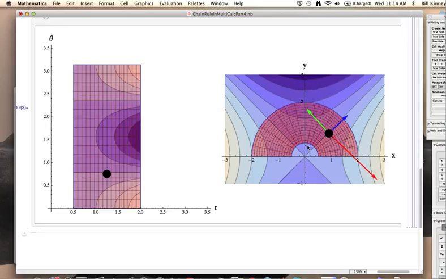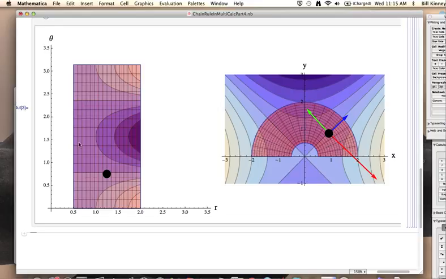We can use the equations, actually r equals square root of x squared plus y squared, and the fact that tangent of theta is y over x, to figure out what the polar coordinates would be. And if we did that, looking over here, we would get r to be about 1.25 or so, and theta to be about 0.75 radians here, it looks like.